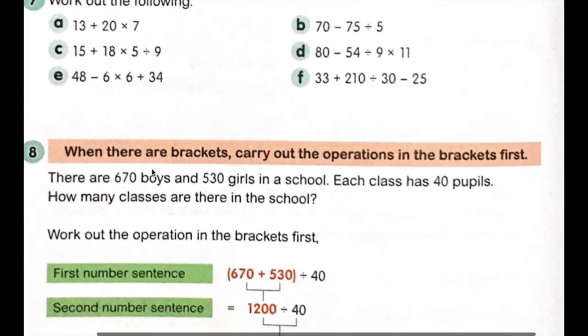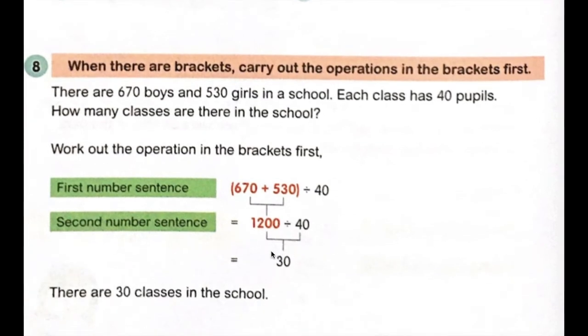Okay, and when there are brackets, carry out the operation in the bracket first. There are 670 boys and 530 girls in a school. Each class has 40 pupils. How many classes are there in the school? First, you have to add all, boys and girls, tambahkan dulu. After that, you divide by 40. Karena kan katanya di setiap kelas ada 40 anak. Jadi ada berapa kelas semuanya? So, what you will have is 30. There are 30 classes in the school.